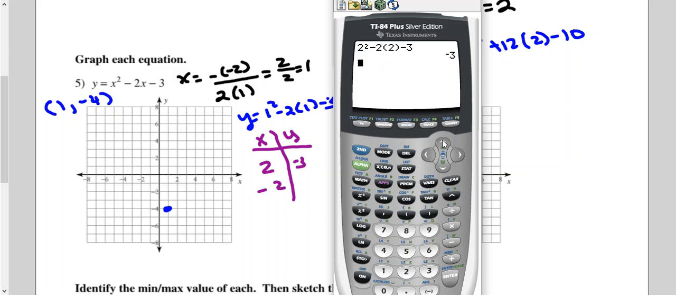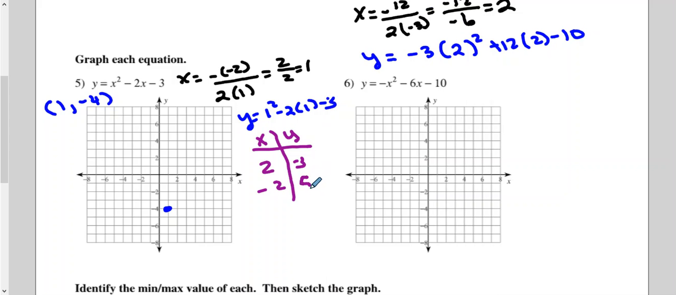Okay, and then let me see what it would be when it's negative 2. Whenever you're plugging in a negative number and you're squaring it, just make sure to put it in parentheses. Negative 2 squared minus 2 times negative 2 minus 3, which is 5. So 2 goes to negative 3, which is over here, and negative 2 goes to positive 5, which is over here.